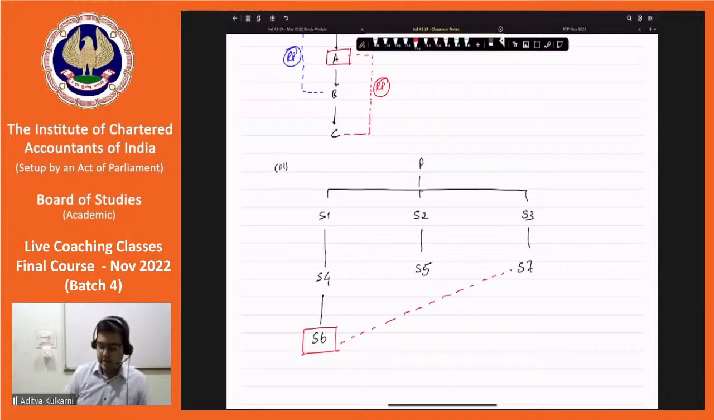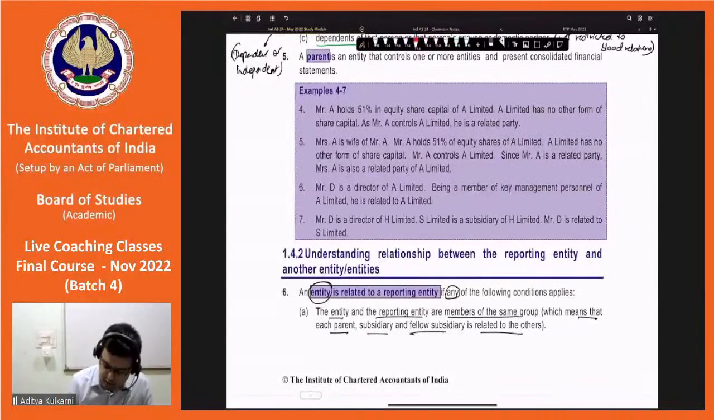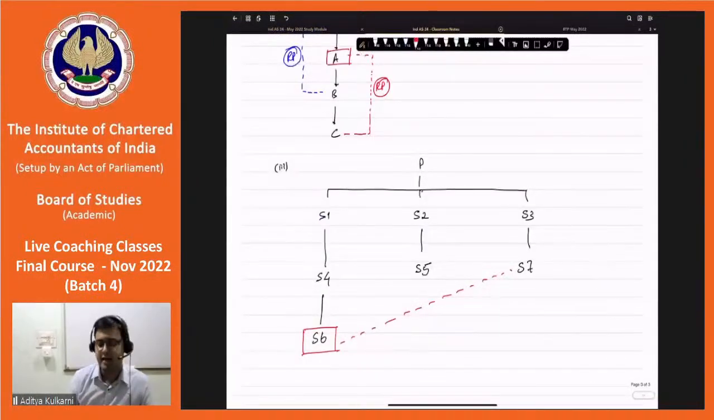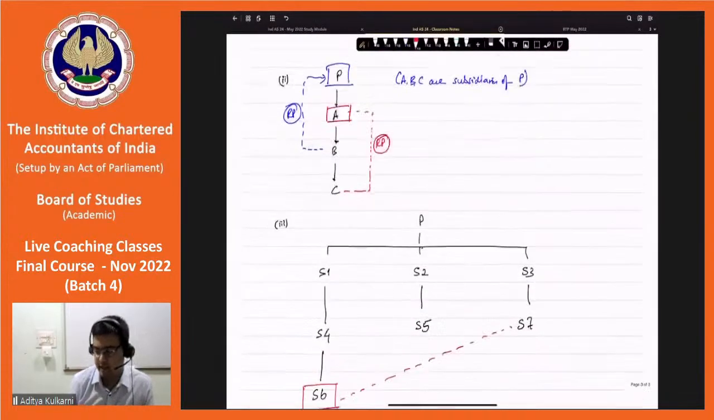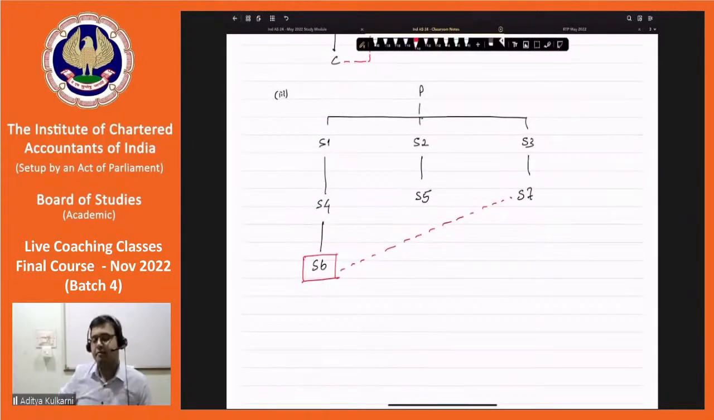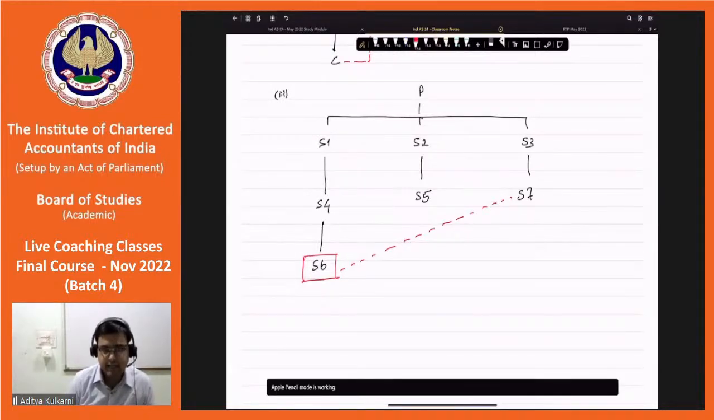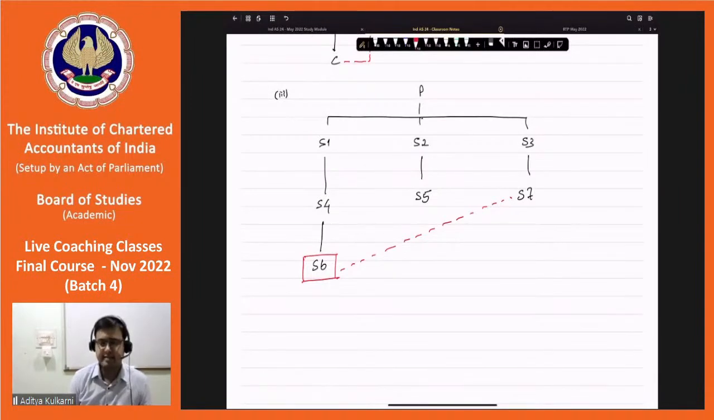Yes. These are subsidiaries only. Members of the same group. That means parent, subsidiary and fellow subsidiary. So it is parent and subsidiary only. I have told you group is parent plus subsidiary for this discussion. So now tell me whether S7 is related to S6. Recollect the words of the clause. An entity S7 is related to other reporting entity S6 if both the entities are members of the same group.